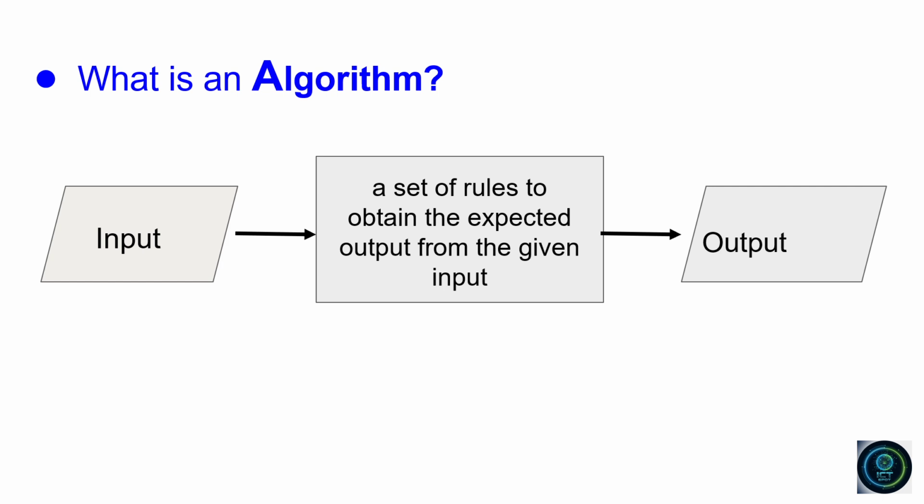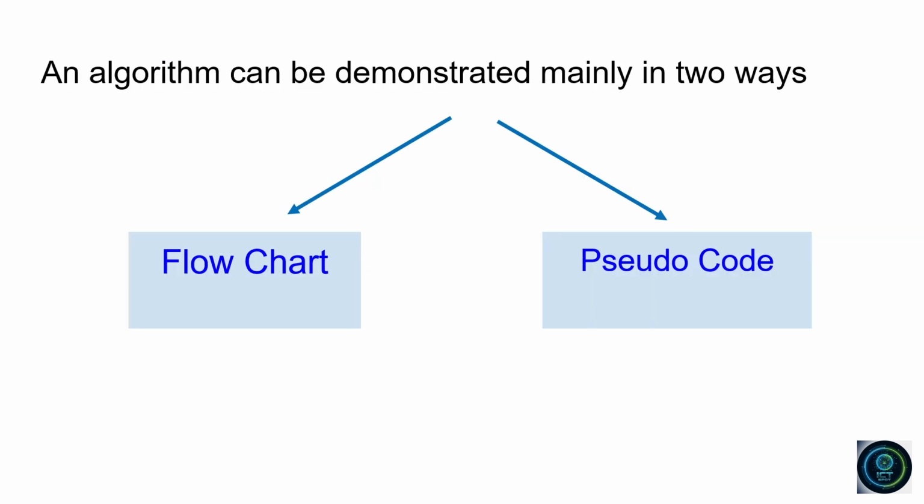Let's see this chart actually. Okay, so here you can see input is there, then in the middle you can see a process, then you can see the output. This process I have replaced by the phrase you learned before, algorithm, which means the definition: a set of rules to obtain the expected output from the given input. Okay, so let's see an example.